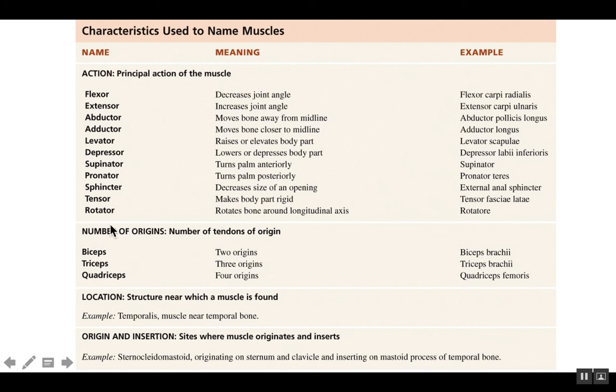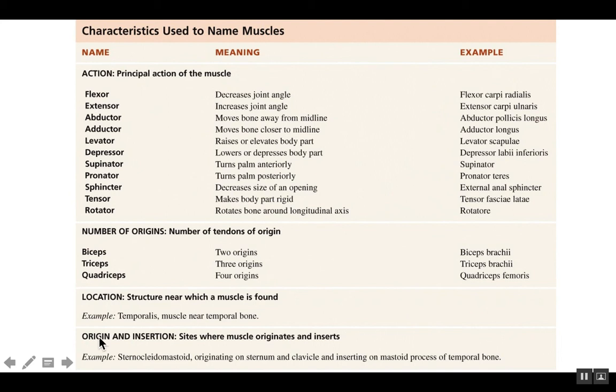Finally, we've got number of origins. We'll be talking more about these in a moment when we talk about what an origin is. Location: temporalis is found near your temporal bone. Frontalis is found on top of your frontal bone. So those are based on location.